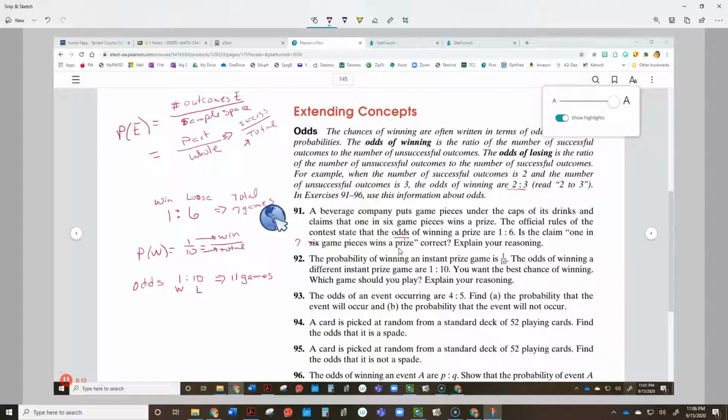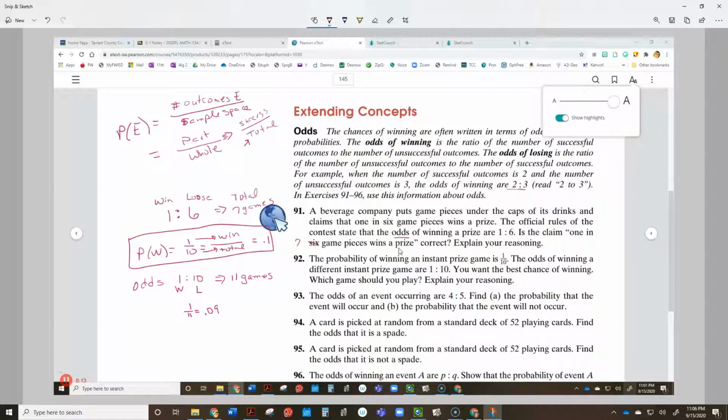You want the best chances of winning. Which game would you play? We'll change that into a decimal. This 1 divided by 10 is 0.1. Here you would do 1 divided by 11, and 1 divided by 11 is going to be a smaller number because you've got smaller pieces. That's going to be 0.09. So what is your best chance of winning? This one, because 0.1 is a little bit bigger than 0.09.